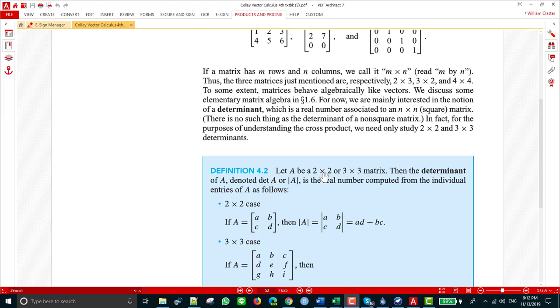First we're going to define the determinant. Suppose we have a 2 by 2 or a 3 by 3. We're going to denote the determinant using either this notation or this notation. So here's the determinant of this. We can also write it like this. And we said that it's AD minus BC. So that's what we have here.